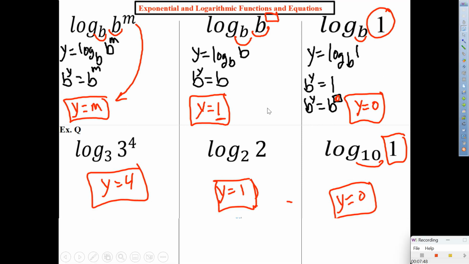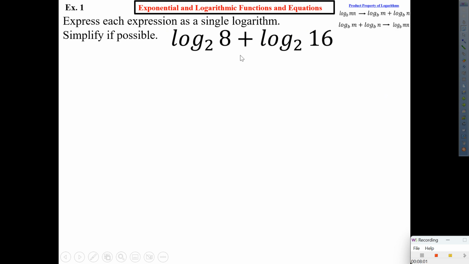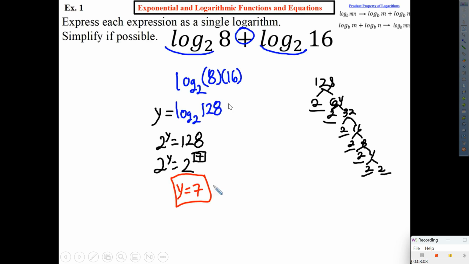And then from there, we went to the first property, which was the product property of logs, which says that if two logs are being added, that means we multiply the two numbers m and n. We did this problem right here, log base 2 of 8 plus log base 2 of 16, which gave us this. And the answer was what? Y equals what? 7. Okay. Well, today we're going to approach this a little bit differently.